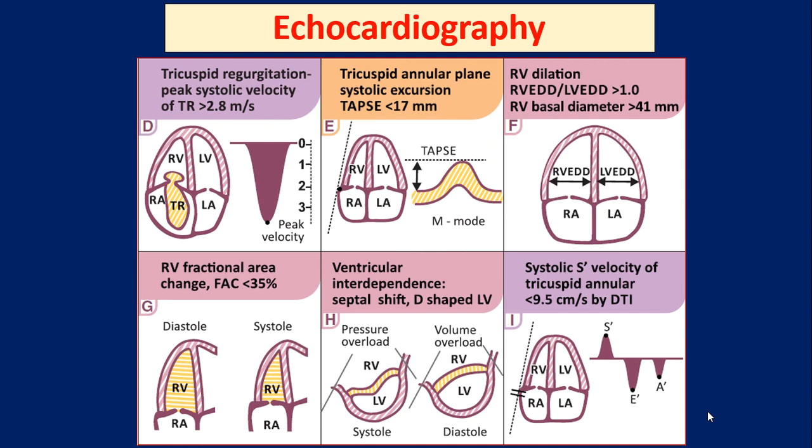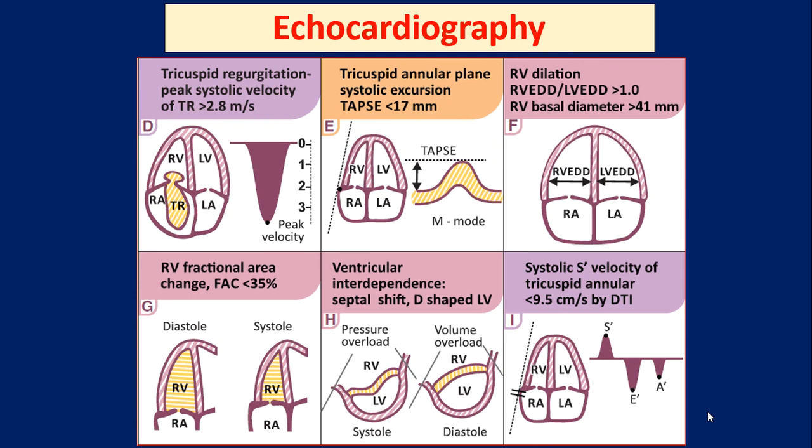Coming to echocardiography, just remember these six images in your mind. They are very important in the diagnosis of right ventricular failure. Tricuspid regurgitation: the peak systolic velocity of the TR jet is more than 2.8 meters per second. Tricuspid annular plane systolic excursion, TAPSE, is less than 17 mm, as you can see here. For RV dilatation, the ratio of RV end diastolic diameter to LV end diastolic diameter is more than 1, and RV basal diameter is more than 41. Then we call it right ventricular dysfunction.